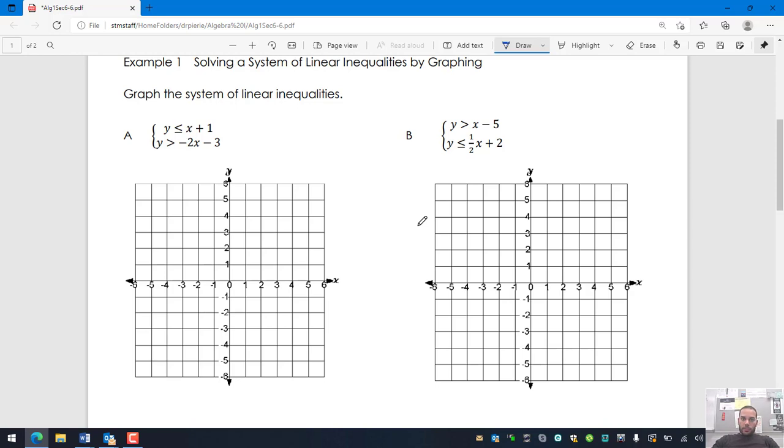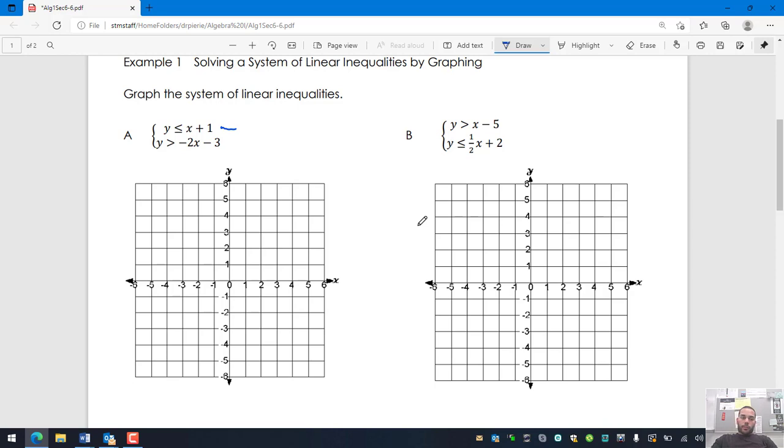So it says graph the system of linear inequalities, and they're going to be two linear inequalities. They're going to be y is less than or equal to x plus 1, and y is greater than negative 2x minus 3. Okay. So I'm going to start by graphing this first inequality in blue. y is less than or equal to x plus 1.